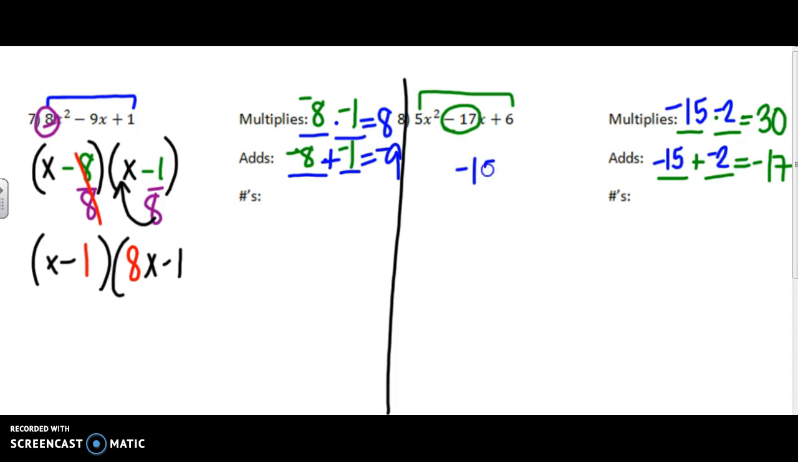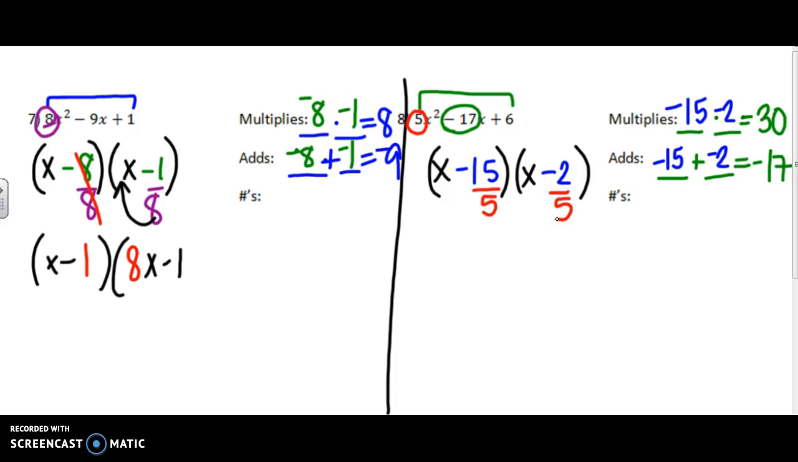So I'm going to write those down. I'm going to fill in my x's here in just a second. So I have my x minus 15 and my x minus 2. And then hopefully you're on board with what we do next, which is divide by that 5 that's out in front.